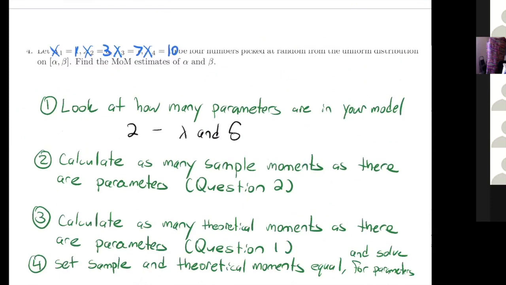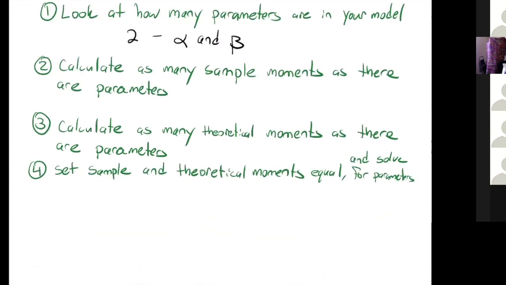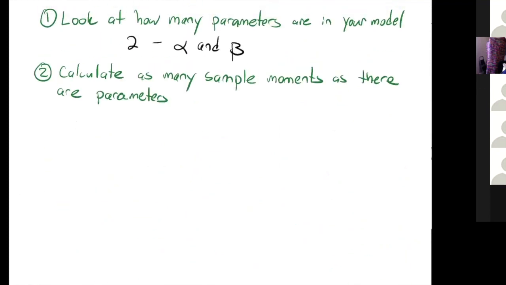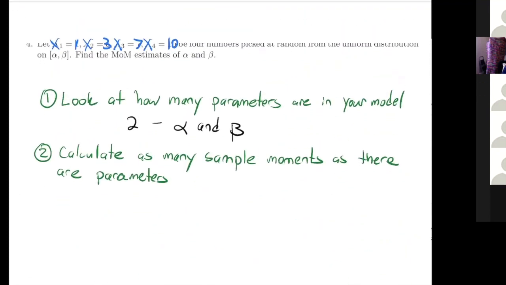Okay, so we're going to take a look at how many parameters we have in our model. And here we've got an alpha and a beta, so we have 2. Okay, next we'll do sample moments.